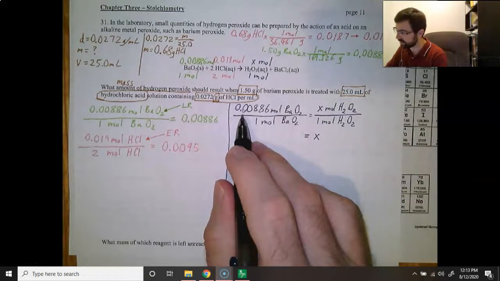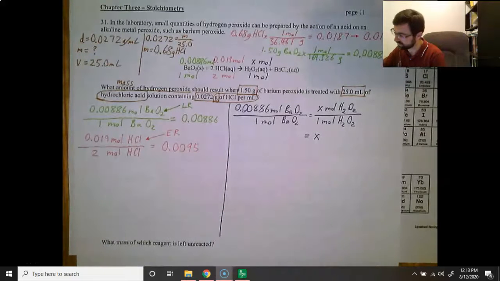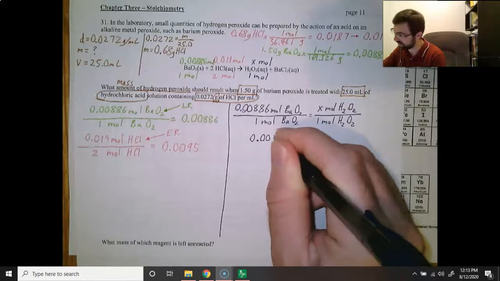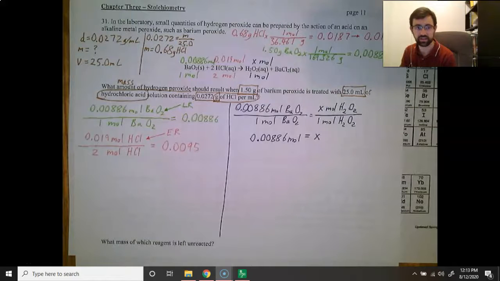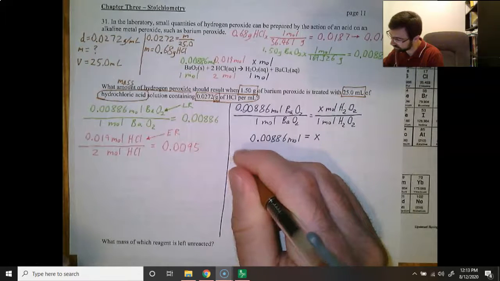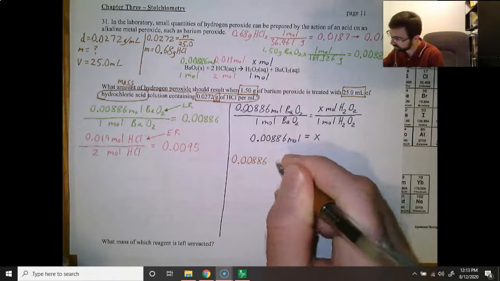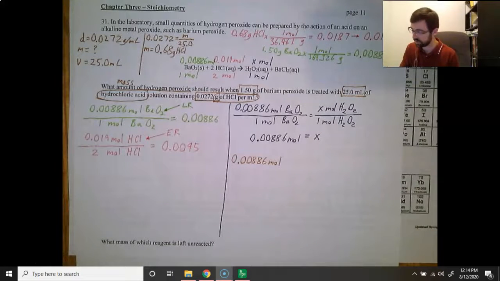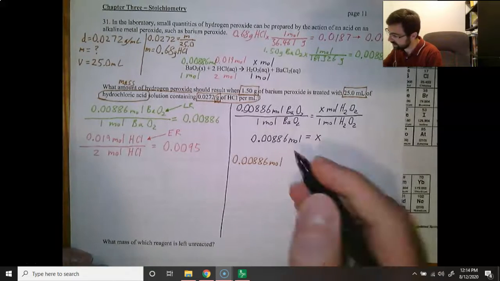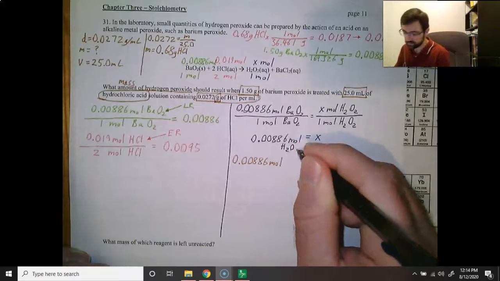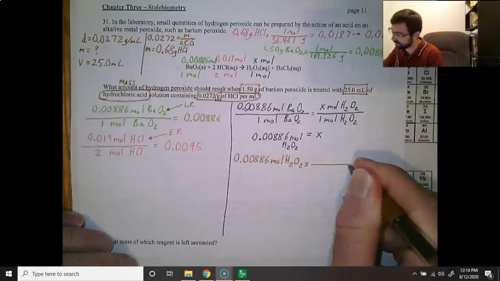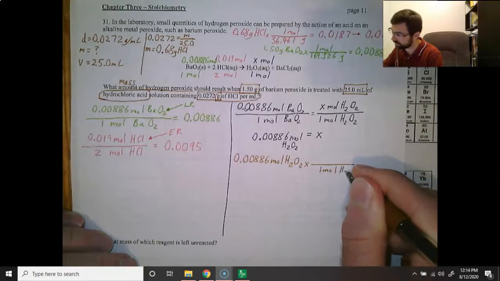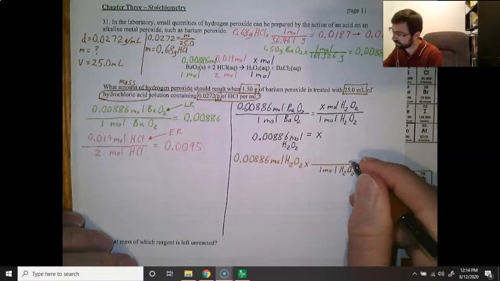And 0.00886 over 1 is 0.00886 moles. Okay, so that's how many moles of H2O2 I have. I still need to turn that into grams. Now that I've got the number of moles, I'm just going to take that number, and that's actually moles of, I guess we need to write that down, make sure that we got it correct. This is moles of H2O2. Okay, so if I have moles of H2O2, I'm going to cancel out moles on the bottom. And then on the top, I need to have grams of H2O2.